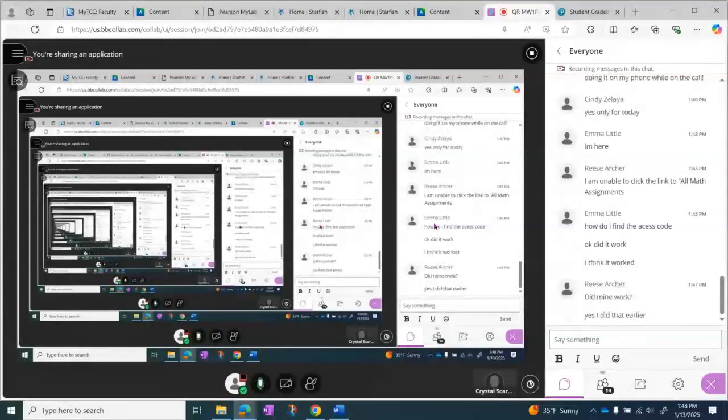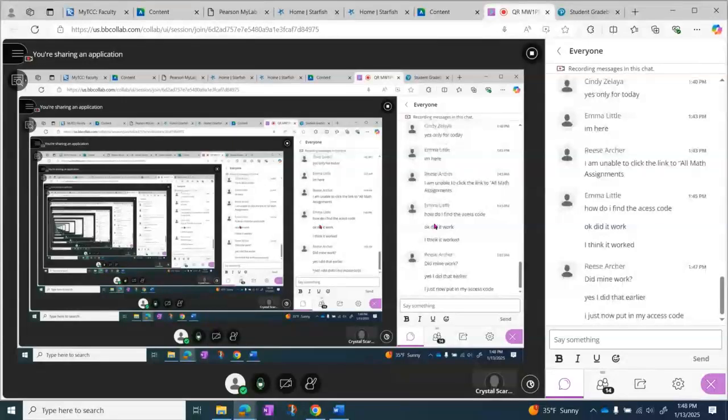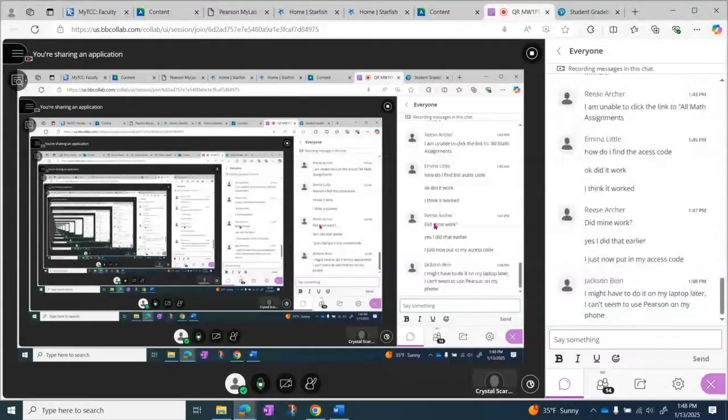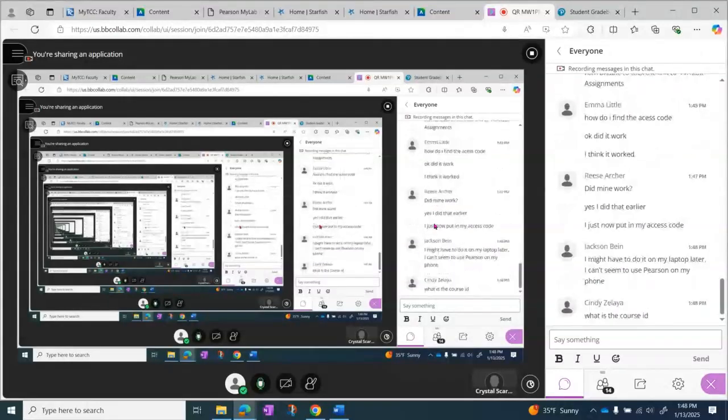Okay, so do you have your access code copied from course materials? Basically, you need to follow the instruction. I just now put in my access code. Oh, okay, paste it in the blanks. And you should see finish. I can't seem to use Pearson on my phone. Well, phone is limited.